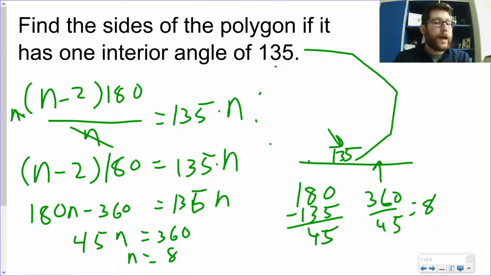You can also try a guess and check method where you just keep plugging numbers in. Plug in 7, plug in 8, plug in 9, and just keep trying until you get lucky, or work your way back and forth. But guys, this is just so much easier. Subtract from 180, you get your exterior angle. This exterior angle here is 45. Then do 360 divided by 45, just like we would do for any other exterior angle problem.